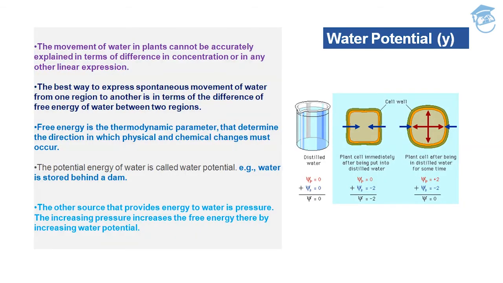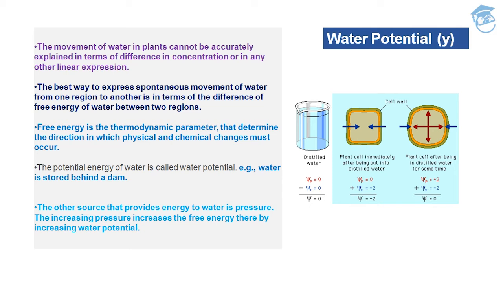Now we'll talk about water potential, students. The movement of water in plants cannot be accurately explained in terms of difference in concentration or in any other linear expression. The best way to express the spontaneous movement of water from one region to another is in terms of the difference of free energy of water between two regions. Free energy is what? It is a thermodynamic parameter that determines the direction in which physical and chemical change must occur. And the potential energy of water is called water potential.